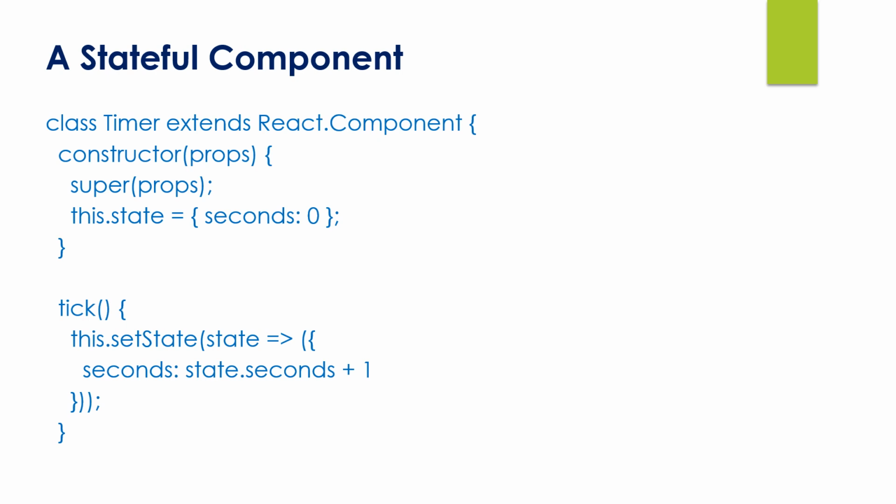And we are defining another method, tick. Here we are setting the state using the tick method. We are incrementing the seconds by 1. So whenever this tick method is invoked, the seconds will be incremented by 1.